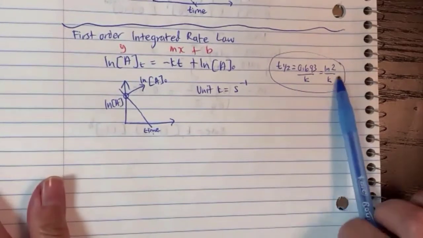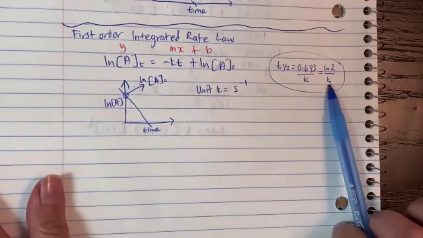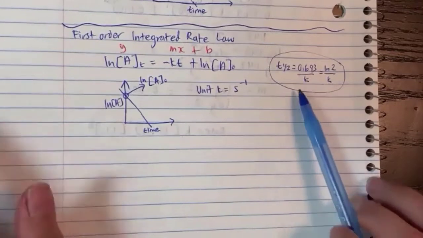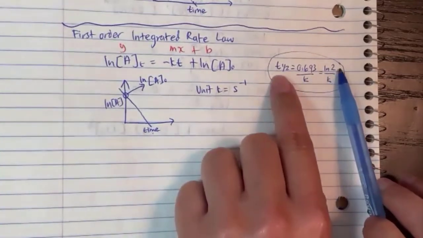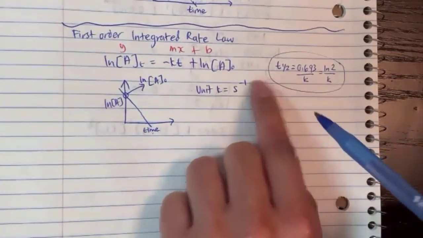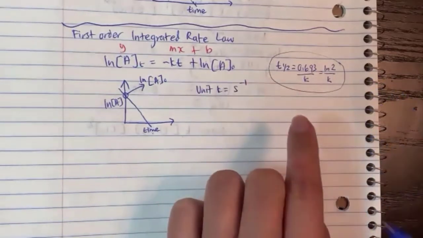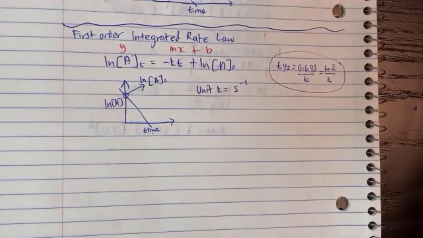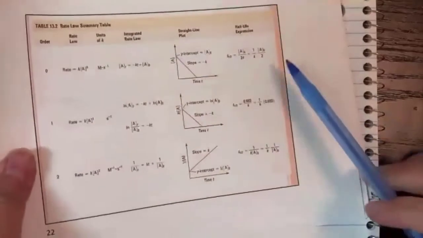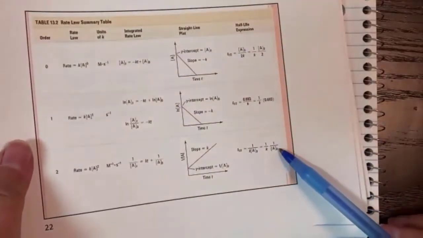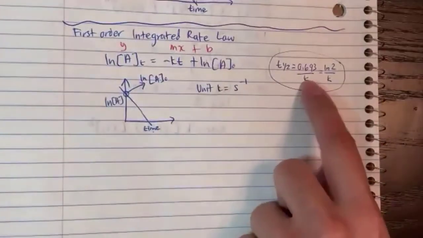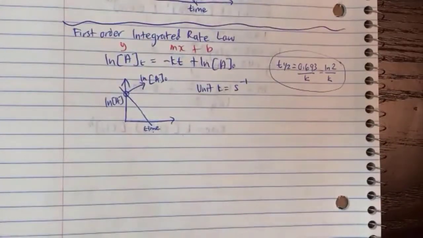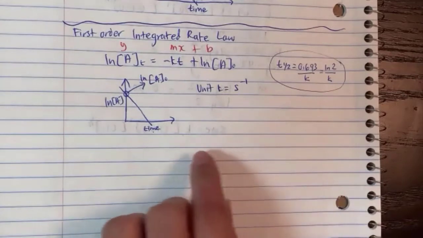You also want to remember that the half-life for first order does not depend on the initial concentration, because look at the equation. There's no A in it, there's no A naught in it. But the other half-lives have A naught in them, so those depend on the initial concentration. That's what's unique about the half-life of first order. It's actually simpler. Okay, so keep that in mind.